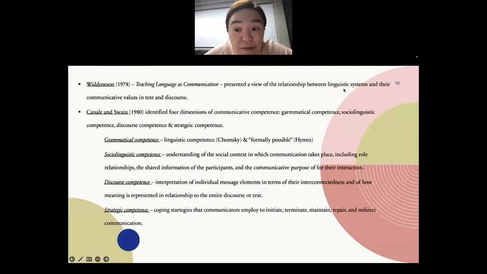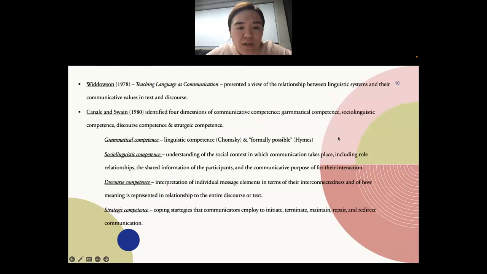Then let's also analyze other scholars, such as Widdowson in 1978. In his work, Teaching Language as Communication, he presented a view of the relationship between linguistic systems and their communicative values in text and discourse. And Canale and Swain, in 1980, identified 4 dimensions of communicative competence: grammatical competence, sociolinguistic competence, discourse competence, and strategic competence.